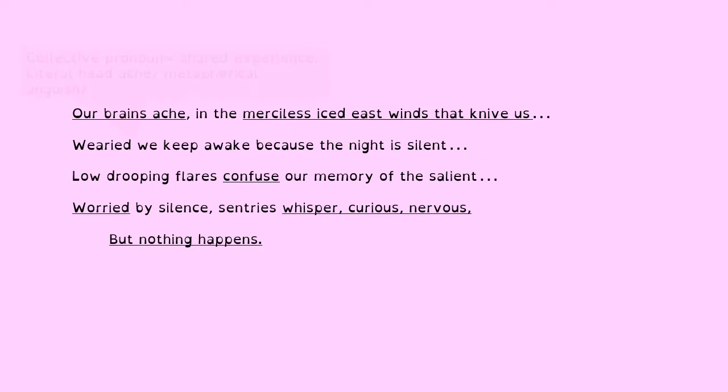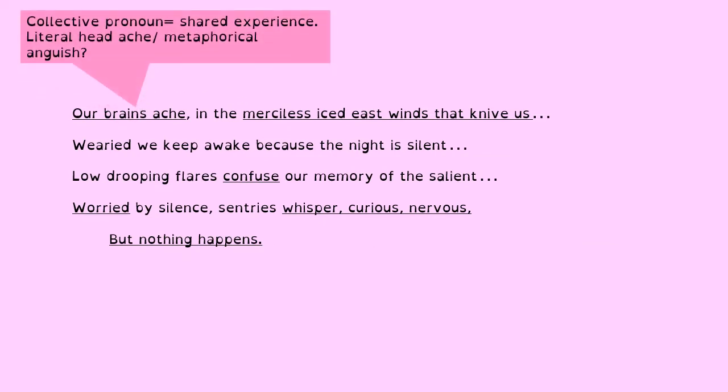So, first stanza. Immediately we begin with "Our brains ache," which sets a sombre tone from the outset. It's a collective pronoun, which is a shared experience, so the emphasis here is placed on the fact that all soldiers feel the same way, and Owen is the mouthpiece for those soldiers. It could be referring to a literal headache because of the cold, or because of fatigue, or it could be a metaphorical headache from the anguish that the soldiers are feeling, or the disappointment that they're feeling.